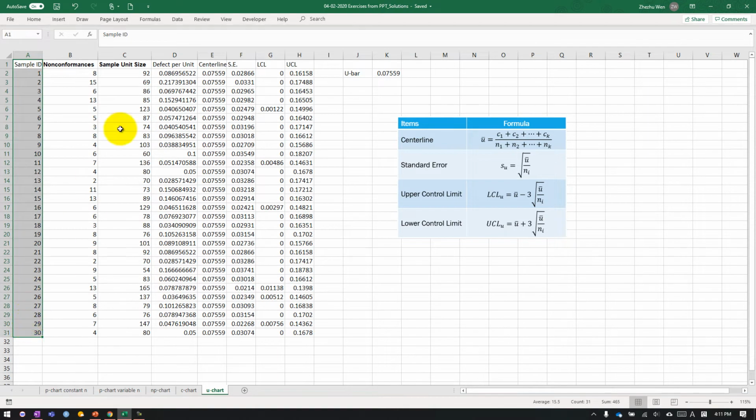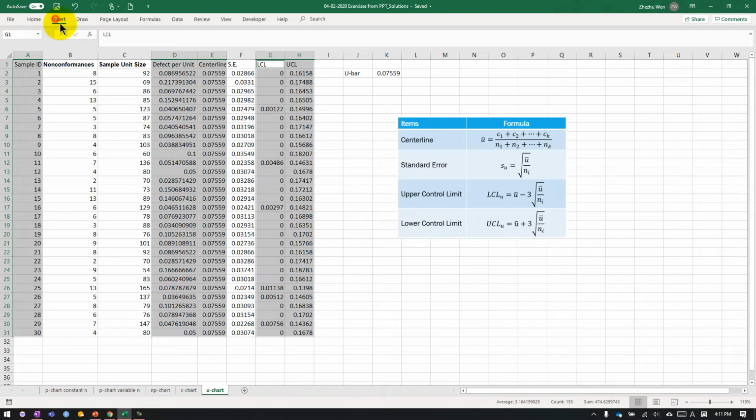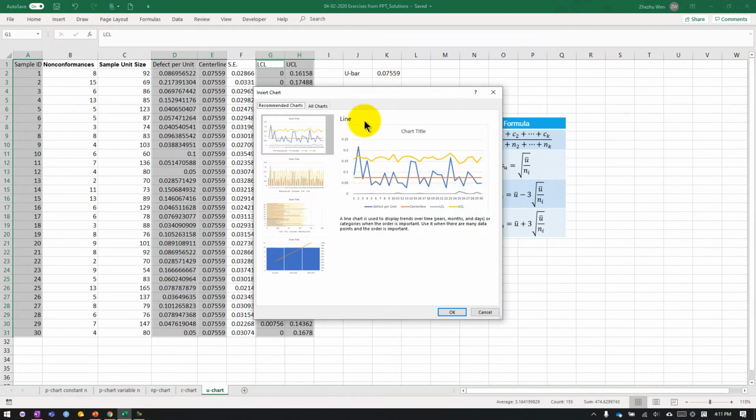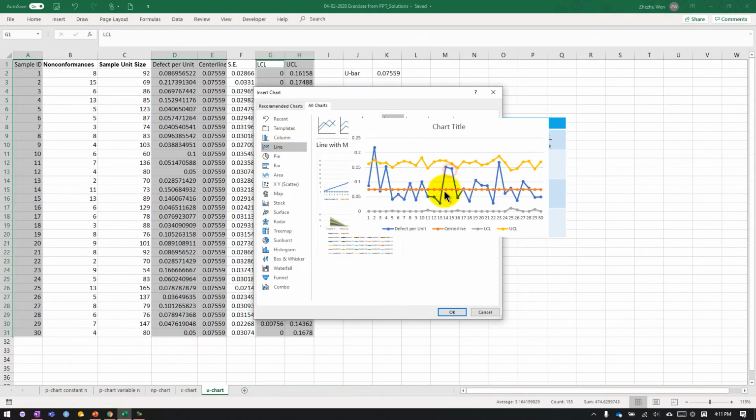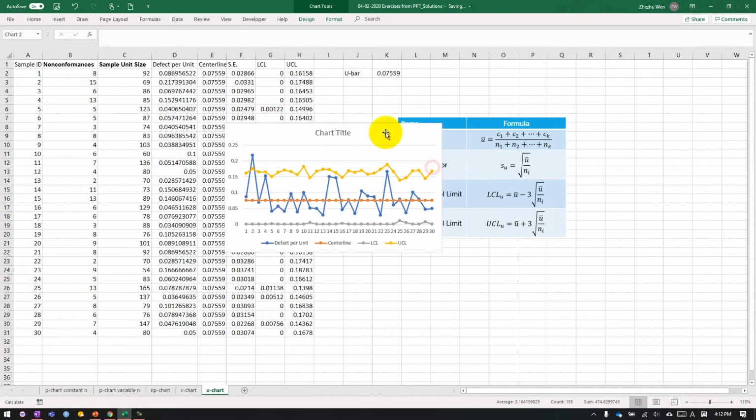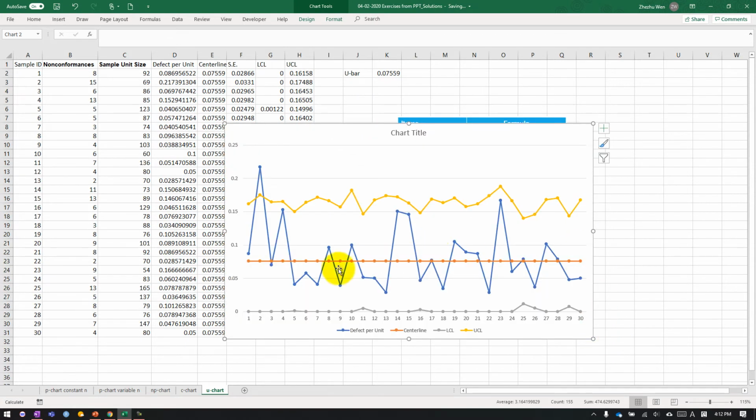Let's plot it for this case, because it's a varying sample size. You are comparing column D against the limits, right? This is your center line and G column and H column together. We insert it, all charts, lines. With that, you can see our control limit is different from sample to sample. Initially, it looks like sample number 2 has abnormally high defect per unit. We need to investigate what actually happened in here.